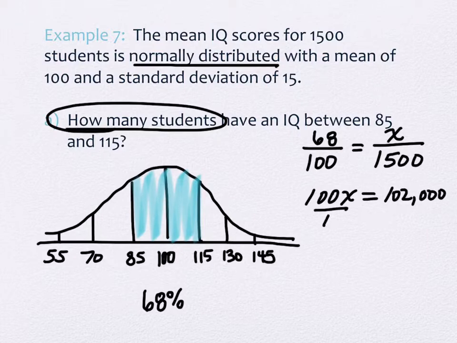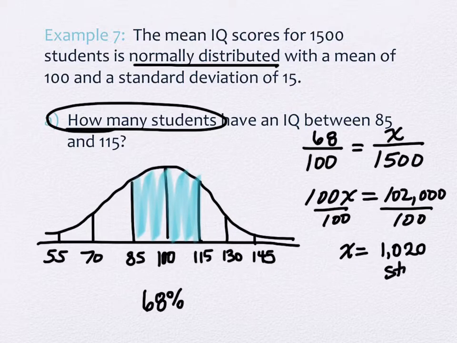Awesome, and then I can divide by 100, right? So how many students would that give me? 1,020 students. It's a lot of them, right? I mean, roughly 1,000 of the 1,500 is in between those data values.